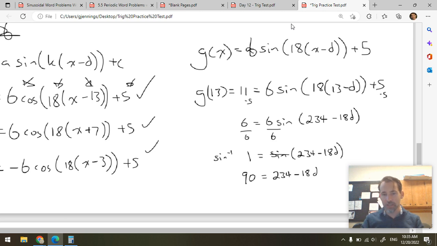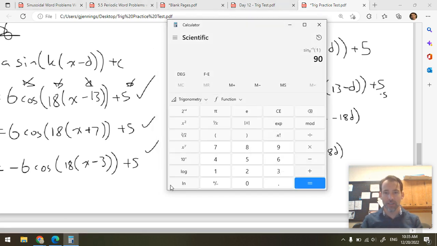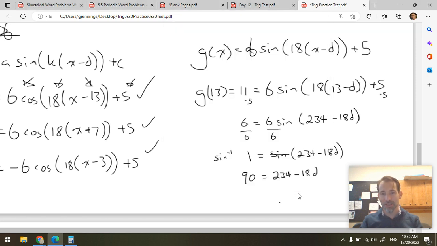Subtract 234 from both sides. Isn't that convenient? 90 minus 234 equals negative 144. Cool, my favorite numbers. But I didn't know that it was negative. Okay, negative 144 equals negative 18 times d. Divide both sides by negative 18. 144 divided by 18 is 8. So that's just going to be 8 equals d.